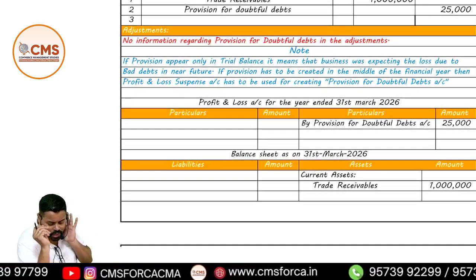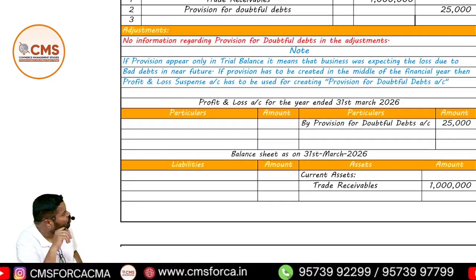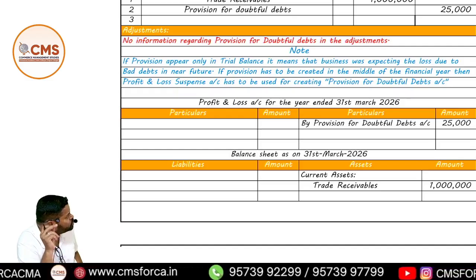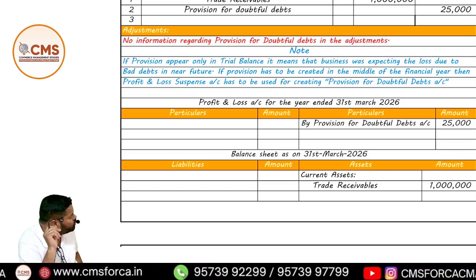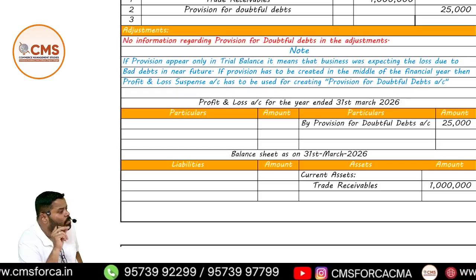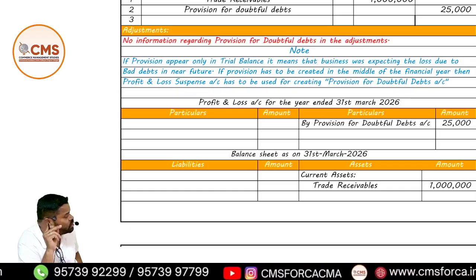Look at the notes there. No information regarding the provision for doubtful debts is given in the adjustments. So if provision appears only in trial balance, it means that the business was expecting the loss due to bad debts in the near future. If provision has been created in the middle of the financial year, profit and loss suspense account has to be used for creating provision for doubtful debts.